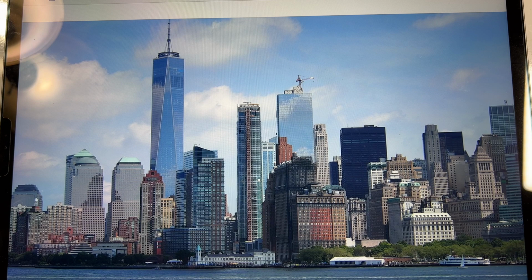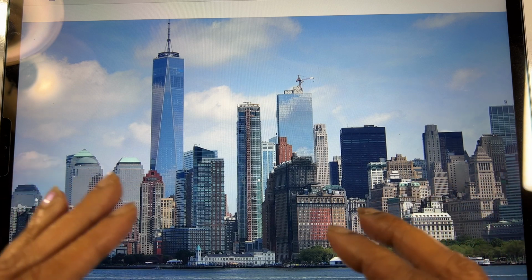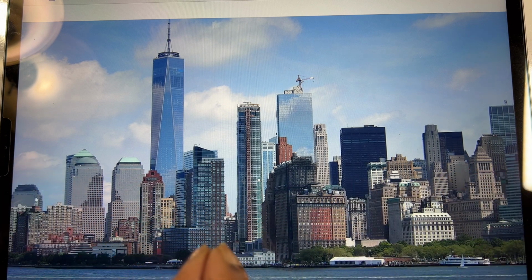Let's paint a New York City cityscape or skyline. This was requested by my nephew, and he found this picture on Unsplash because it's very difficult and time consuming to draw all of the buildings. I've picked a few buildings and then I will draw some of these buildings.